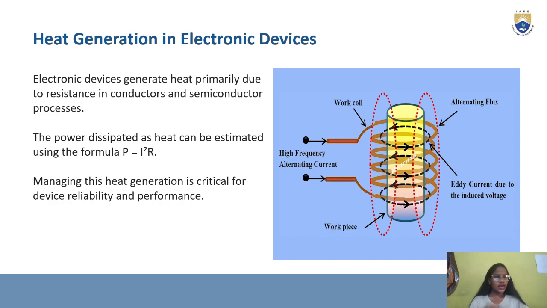Now we have a diagram here. This is known as alternating flux, and this is the working coil. High frequency alternating current is passing through these edges. Eddy current is due to the induced voltage, and the workpiece is this yellow thing.